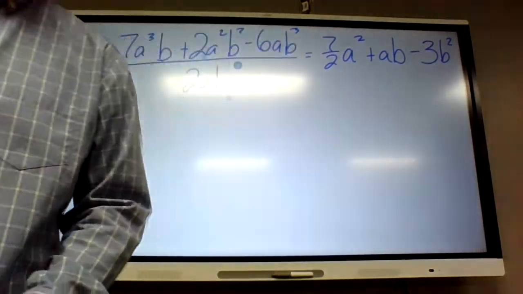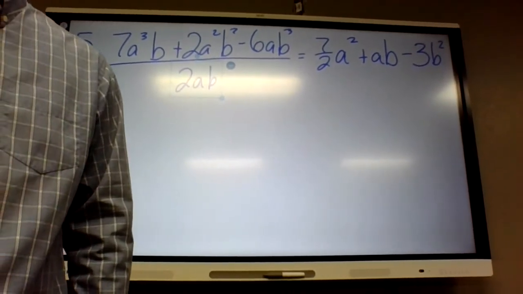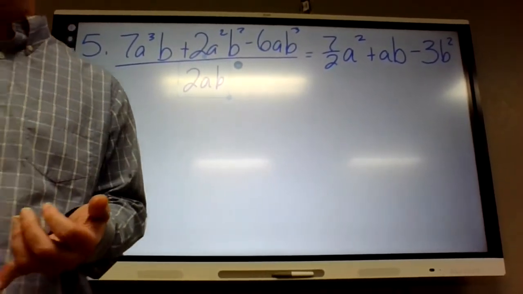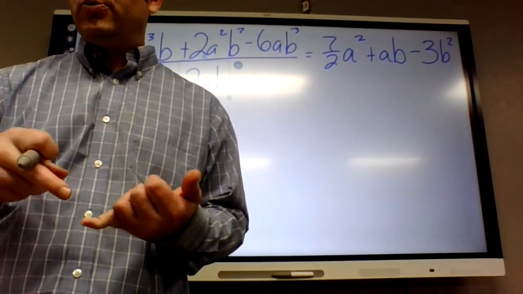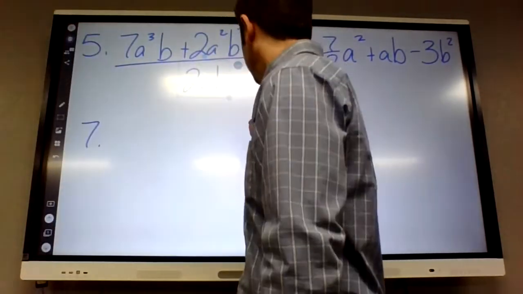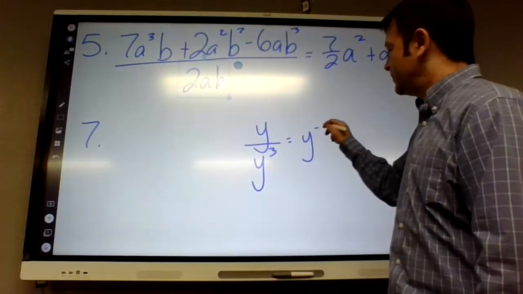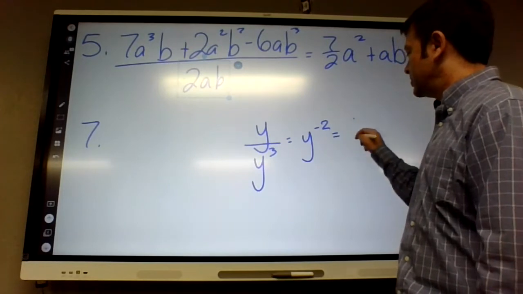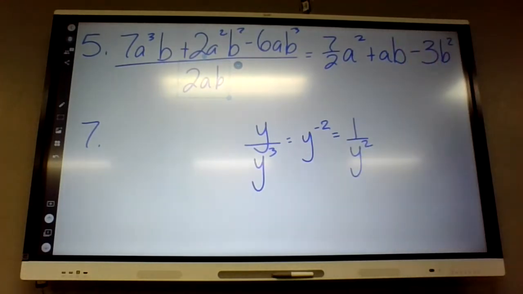So on number 6, that first term, what's y divided by y to the third? Y to the negative 2. Or it's y squared on the bottom.